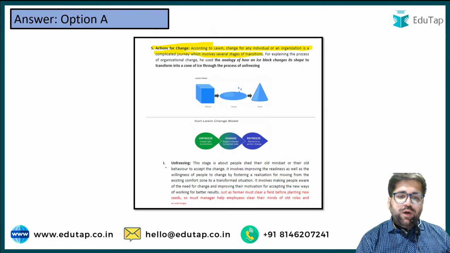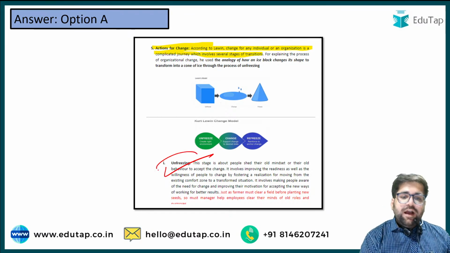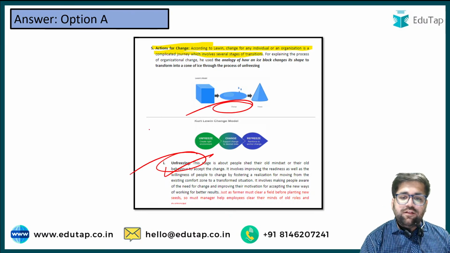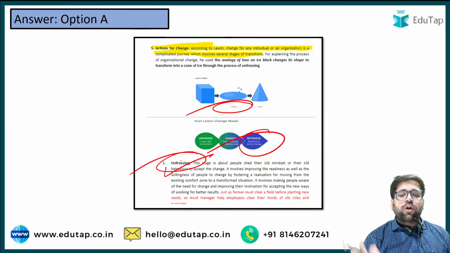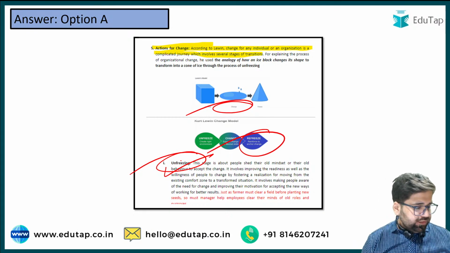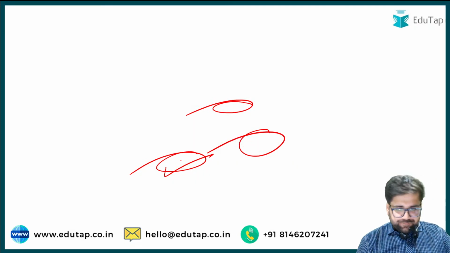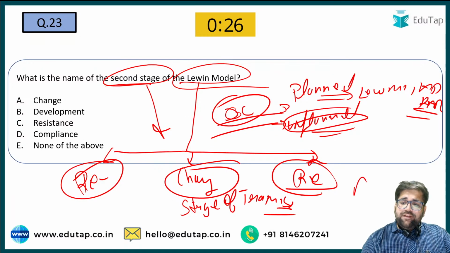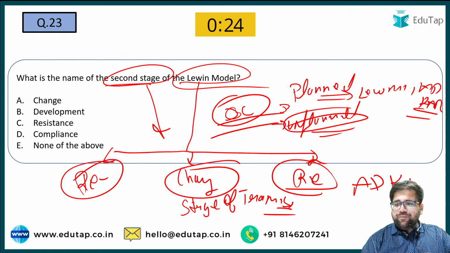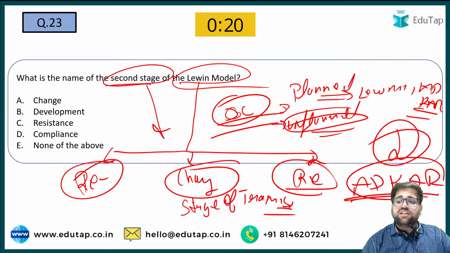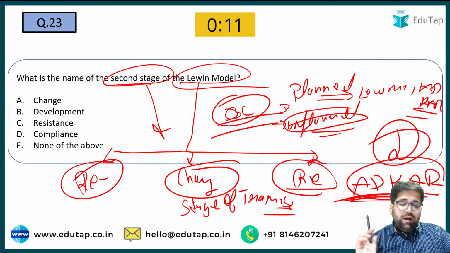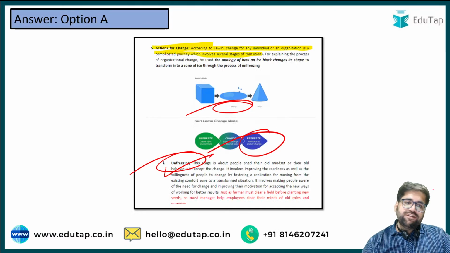So first you have to unfreeze, then you change, and then you refreeze to adopt those particular changes. Nothing much. A very easy question. My dear friends, I will just give you one homework question. You just have to let me know who is the founder of this particular theory, which is known as the ADKAR model of change. If you know the full form of this particular theory, then you are good to go. But just let me know the name of the person who gave the ADKAR model of change in the comment box.